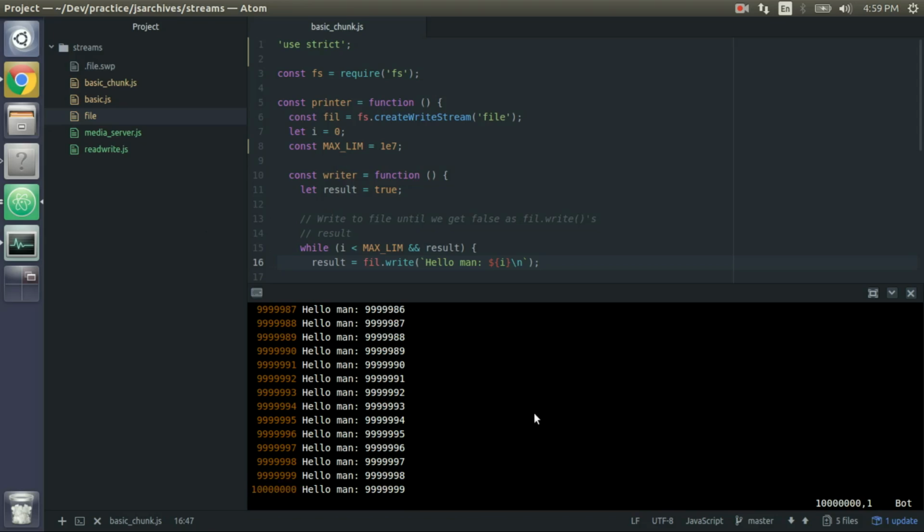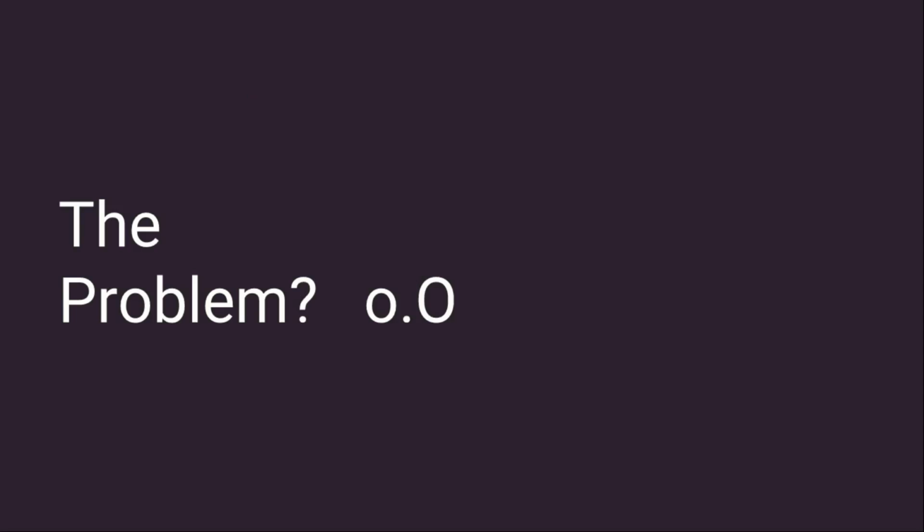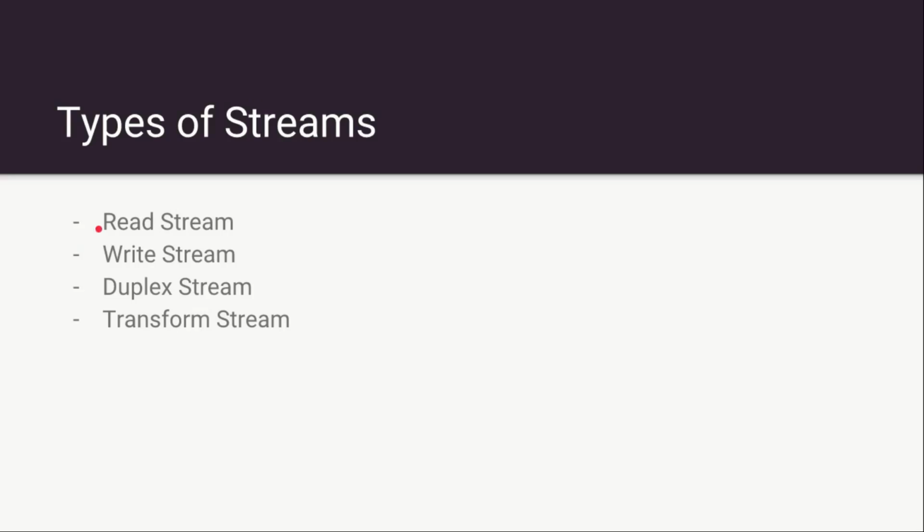Okay, so that is how you can use streams to write efficient programs where you can deal with a large amount of streaming data. Now there are 4 basic types of streams in Node.js. The first one is the read stream. The read stream is an abstraction of a source from which you can read the data. So you can consider a file stored on your server as a readable stream. Now a write stream is an abstraction of a destination which you can write to.